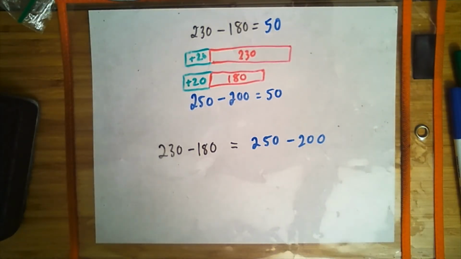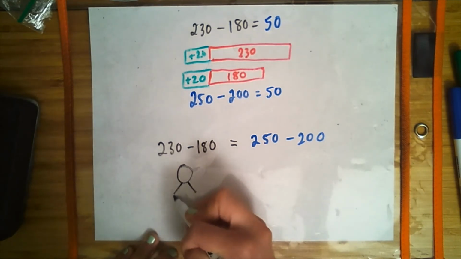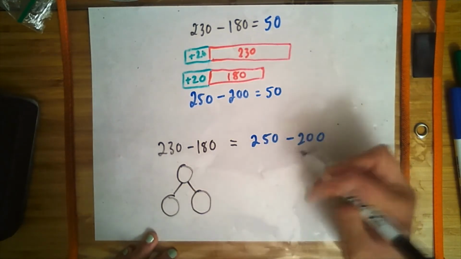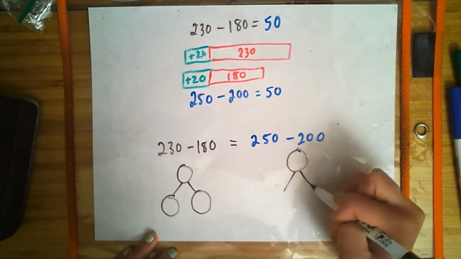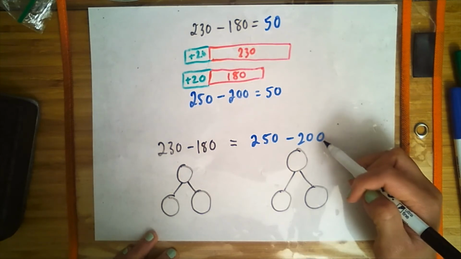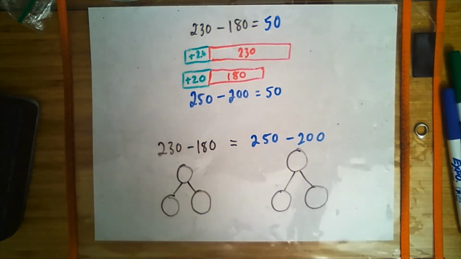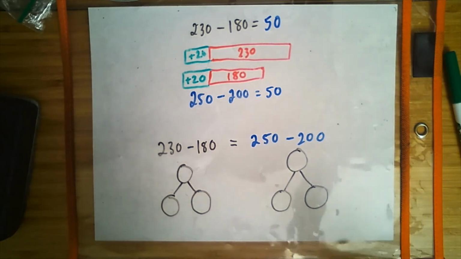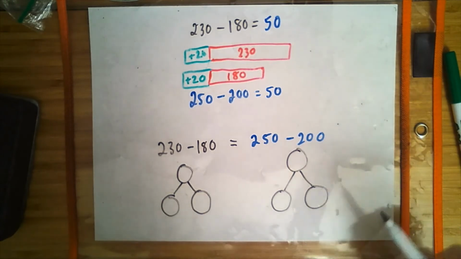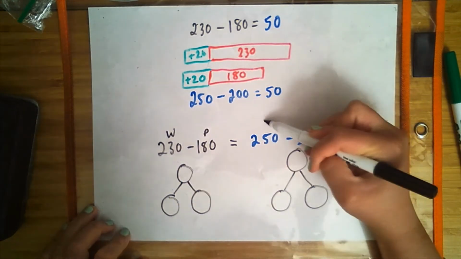number bonds to show that in fact compensation does work, and a new simplified number sentence will give us the answer to our original number sentence. And remember, my friends, with subtraction, this can get really tricky, so just remember to label if you get confused.